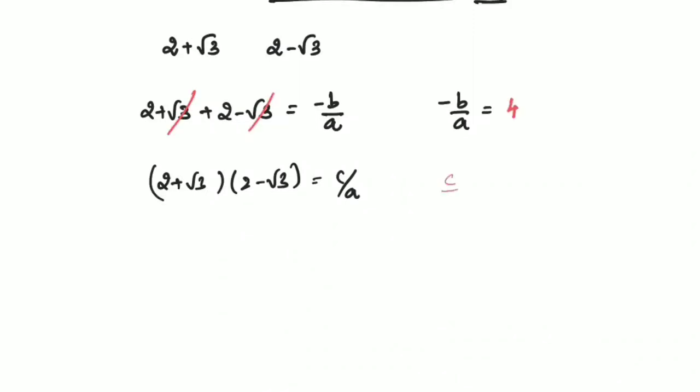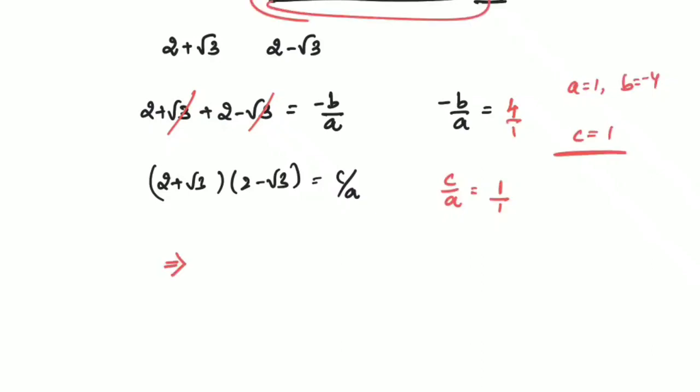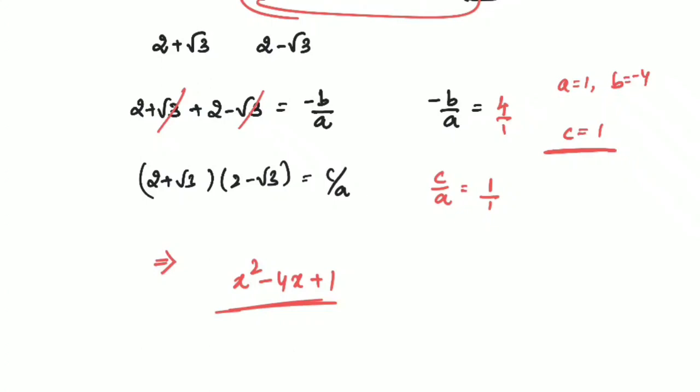So here c by a is equal to 4 minus 3, 1. If you write by 1 and by 1, a is equal to 1, b is equal to minus 4, c is equal to 1. One factor of this polynomial is x square minus 4x plus 1. You need to divide the given polynomial by x square minus 4x plus 1 and find the quotient. The quotient will be of degree 2. It's a quadratic polynomial. You need to find the zeros of that quadratic polynomial in order to find the other two zeros there.